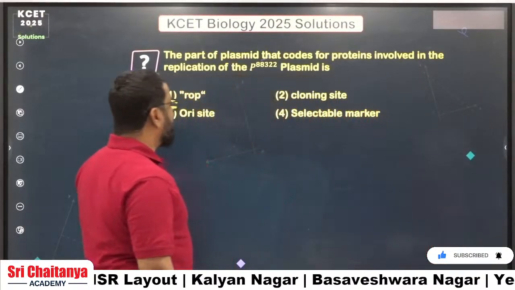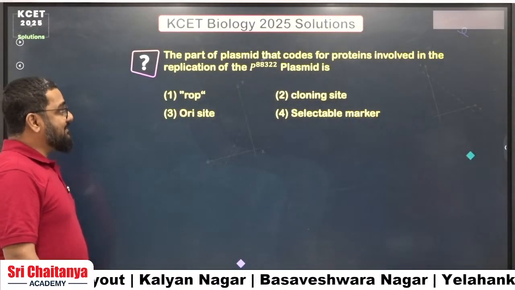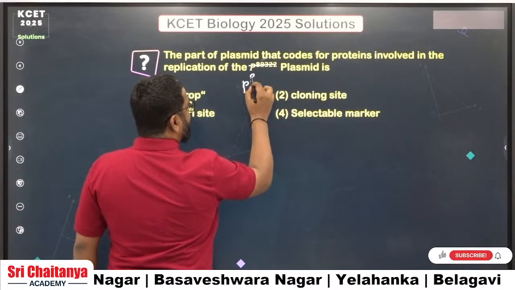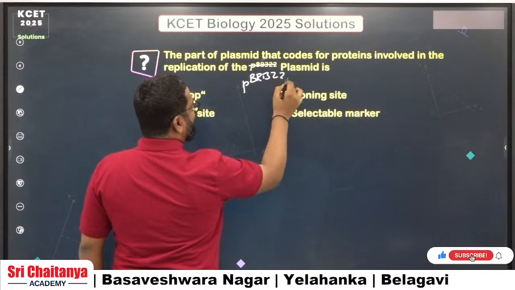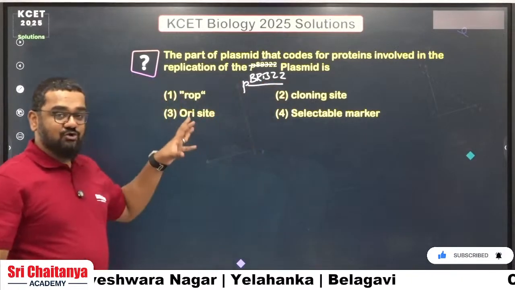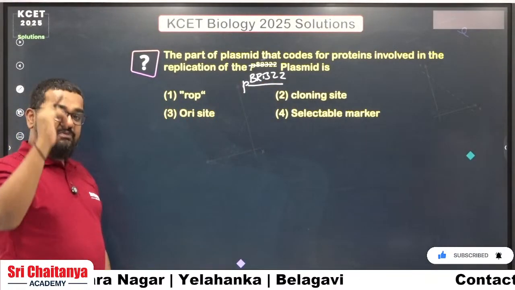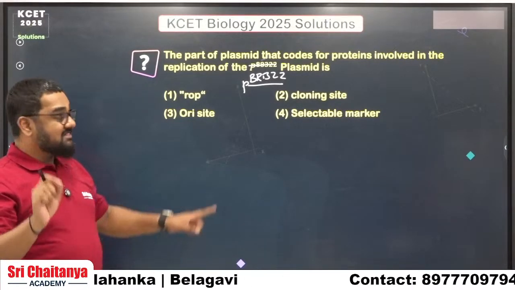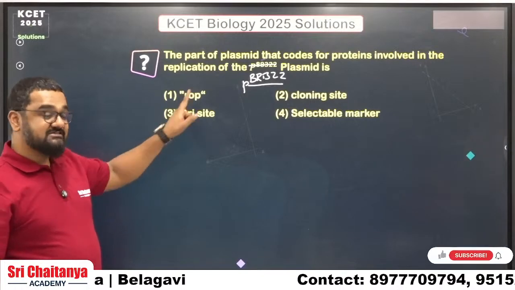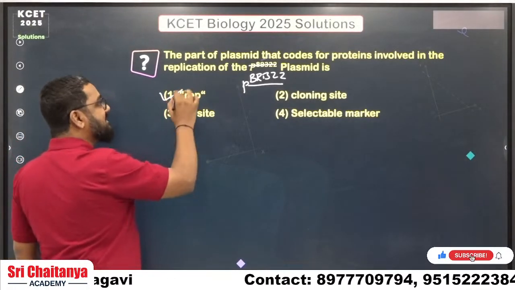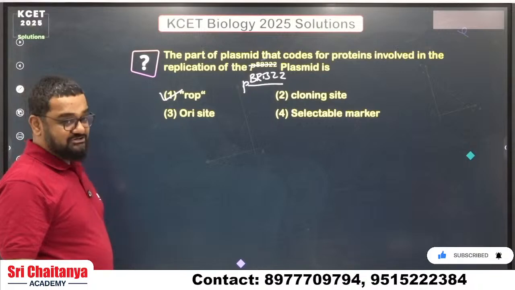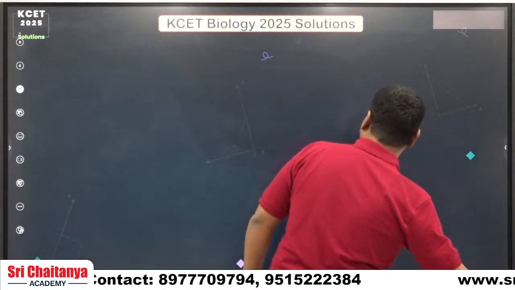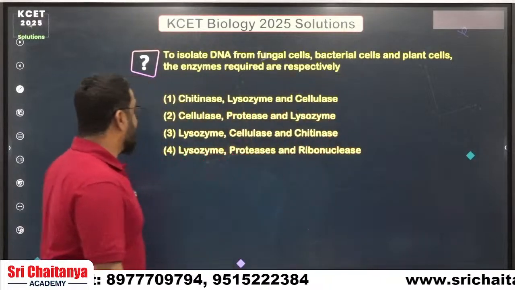The part of plasmid that codes for proteins involved in replication of pBR322. Basically, this is where we tend to lose marks. In NCERT, if you see, just beneath the diagram of pBR322, there is a yellow colored box which we tend to ignore. That is where this statement is mentioned and says ROP is the region which basically codes for the proteins involved in replication of pBR322 plasmid. So this tells us we should be conscious about everything which is in NCERT.